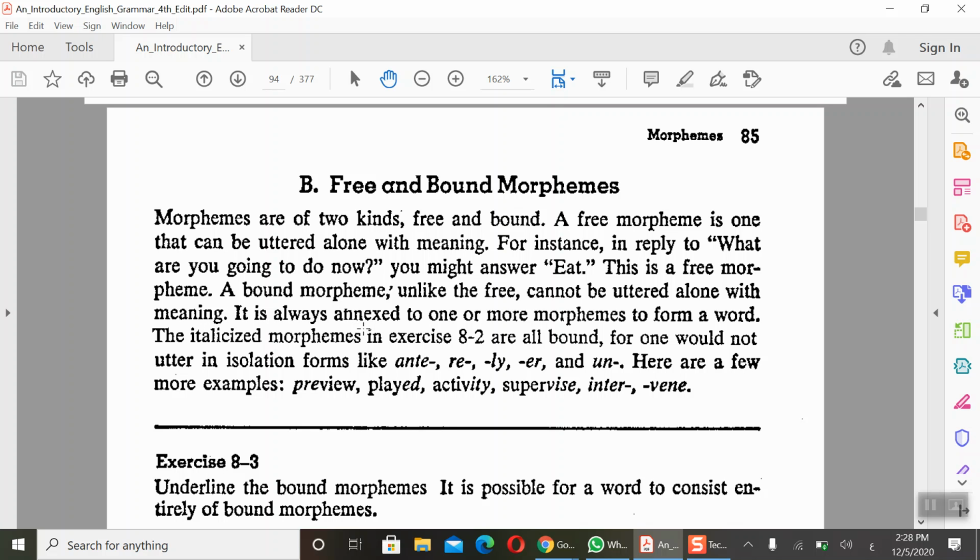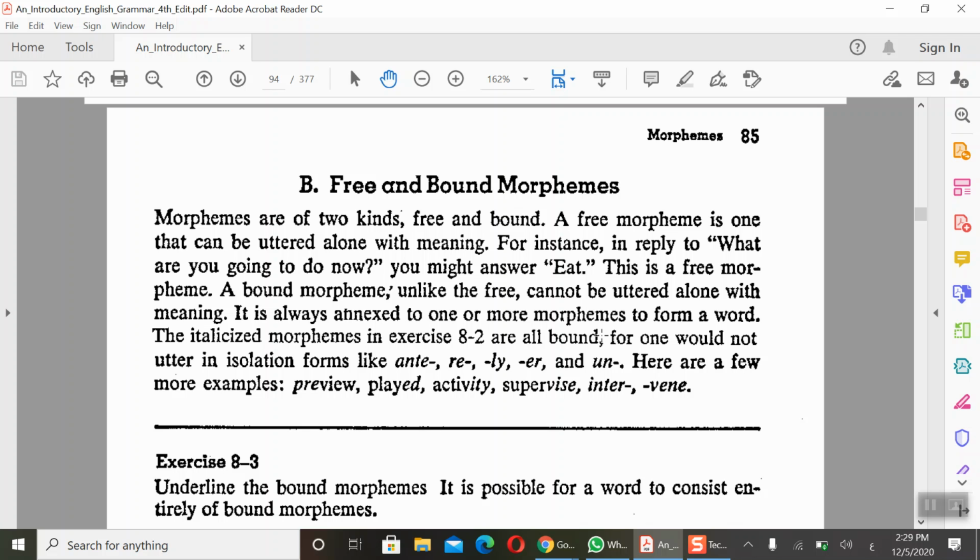It is always annexed, that is, added to one or more morphemes to form a word. And then what? Bound morpheme added to what? To free morpheme. Okay? If we add a bound morpheme to a free morpheme, it will be meaningful. Alone, meaningless. You see? This is the difference between free and bound morpheme. A free morpheme can stand alone, like, for example, read, write. Okay? For example, read. This is what? Free morpheme.